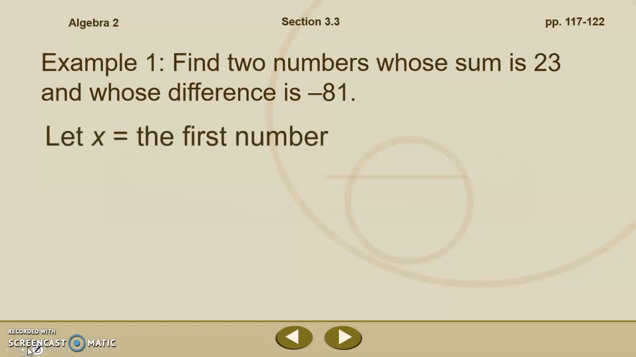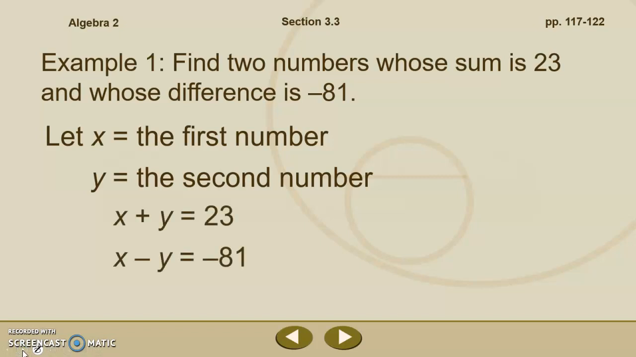So let's set this up using variables. We're going to let x equal our first number, and we're going to let y equal the second number. We're going to do two variables here. That's what we're trying to do when we solve systems of equations, solve for two variables. And then I'm going to write equations based on what I know. Remember that when we solve problems, we want to start with what do I know. So I know that these two numbers, when added, equal 23. So I'm going to write x plus y equals 23. Two numbers whose sum is 23. Sum is plus, is an equal sign. There's my first equation. And I know that the difference between these numbers is negative 81.